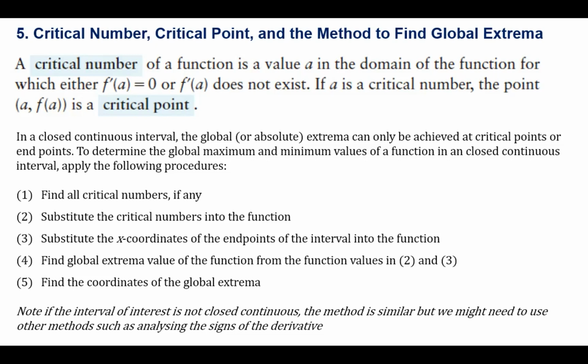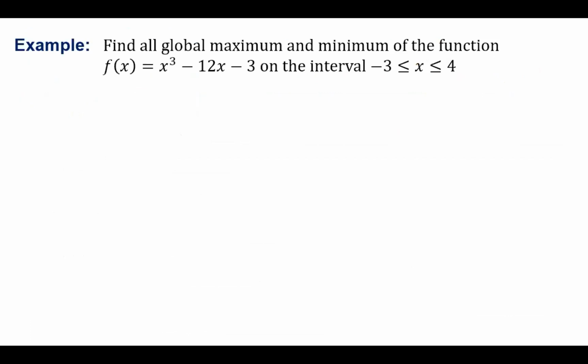Okay, if you don't have any questions, let's have a look at some examples to illustrate how we can find the global maximum and minimum of a given function. So consider this example here. Find all global maximum and minimum of the function f(x) equals x cubed minus 12x minus 3 on the interval from -3 to +4 inclusive. Okay, I'll give you 5 minutes to have a look at this example here.